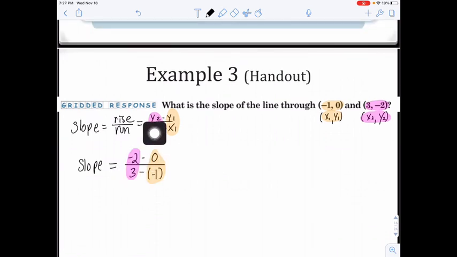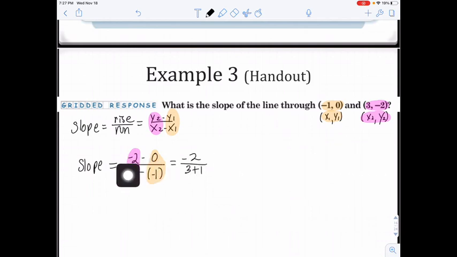So if we plug in y2, we get -2 minus y1, which is 0, over 3, which was x2, so make sure your point stays together, minus x1, which was -1. So minus a negative, make sure you have the parentheses around that negative. Now we're just going to simplify this.